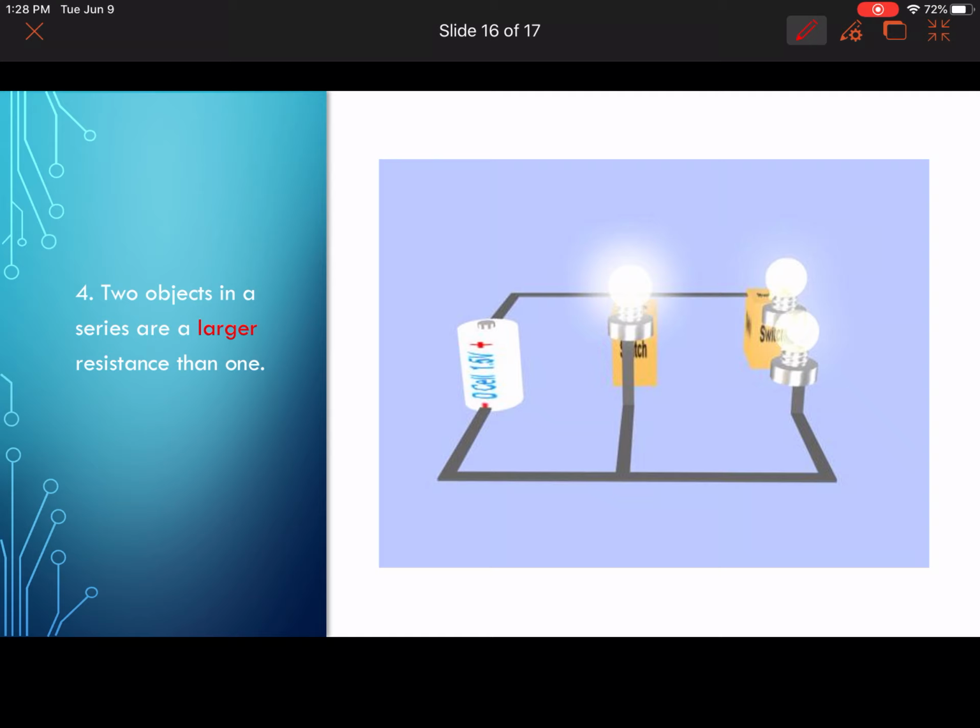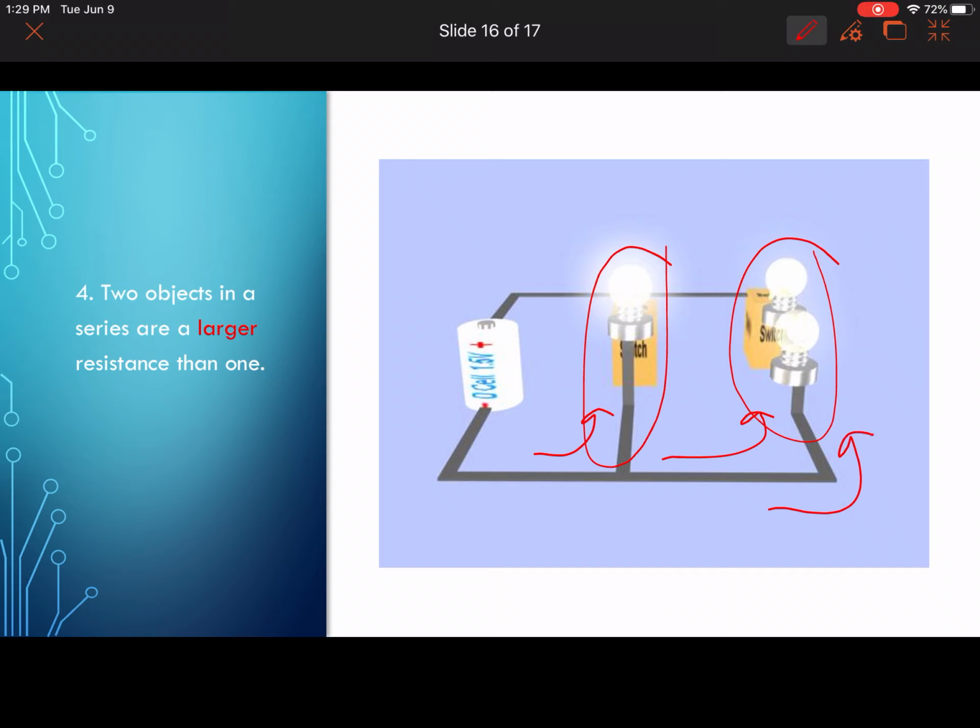Two objects in series have a larger resistance than one. This overall circuit is parallel, right? So we've got two paths for the electrons. They can go up here or they can come up here. But this one is by itself, and this one has two. So the electrons that choose this path have to go past two different resistors.